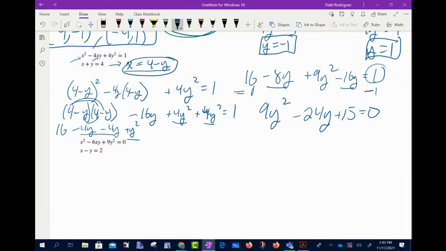All right. So guys, at this step, I want you to notice that we can divide everything here just to make our numbers a little bit smaller. Can't we divide them all by 3? Okay. So now I have 3y squared minus 8y plus 5 equals 0. I'm just doing that to make my numbers a little bit smaller, a little bit easier to manage. Okay, so at this stage, though, you have two options.